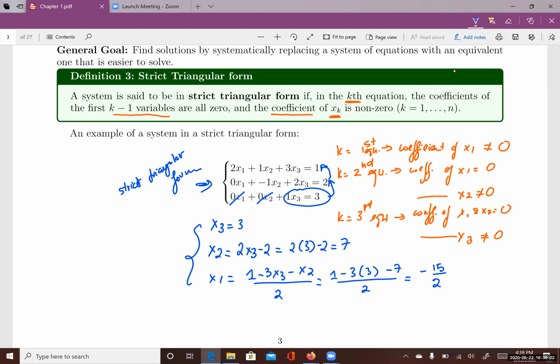So this is my solution. Looking at this system, it looks a little complicated, but because it's in strict triangular form, I can solve it using a method called backward solving. That means you start with the lowest equation, the third equation, and you move to the second equation, and finish the system's solution at the first equation. You're solving this system backward.